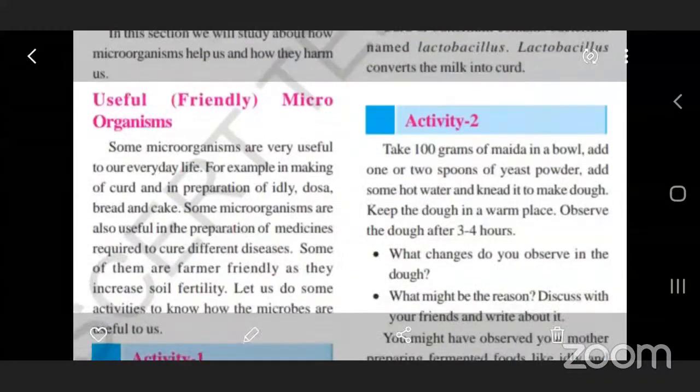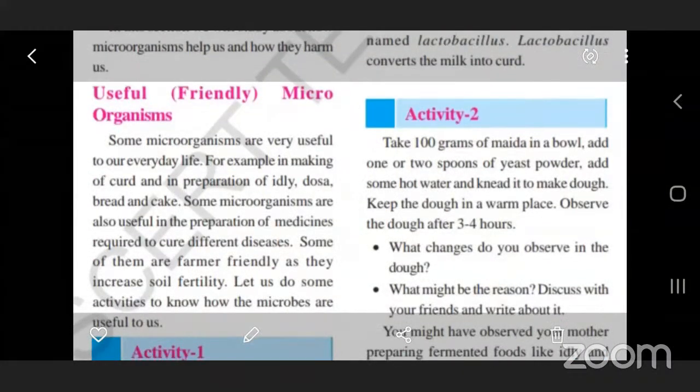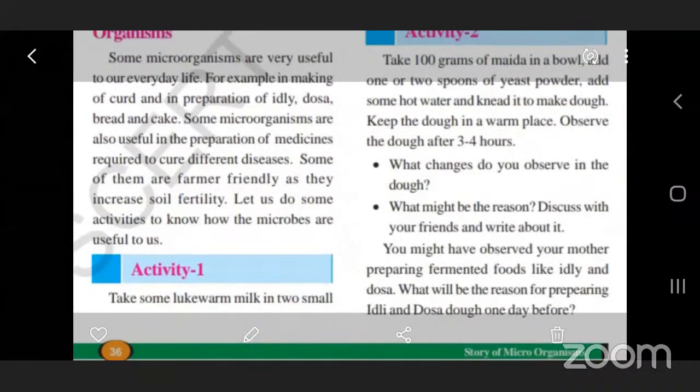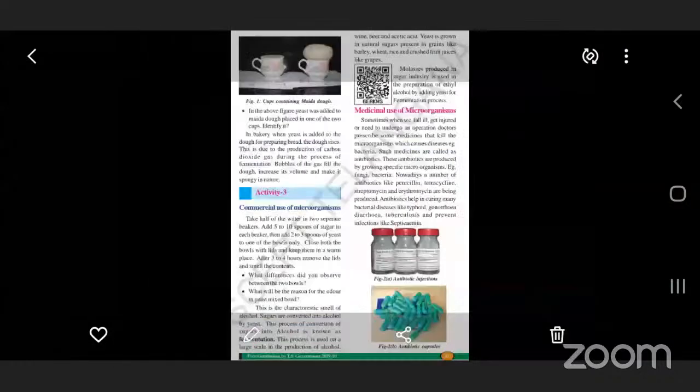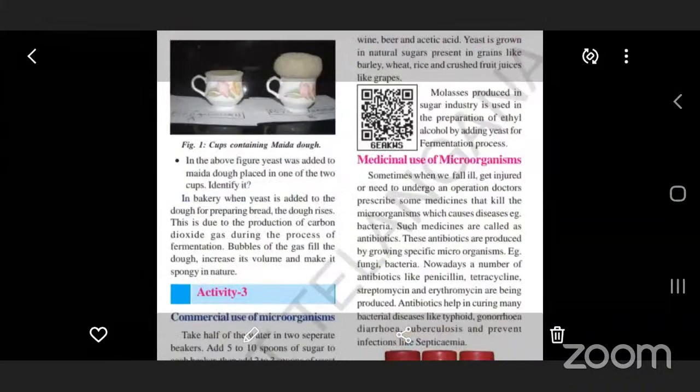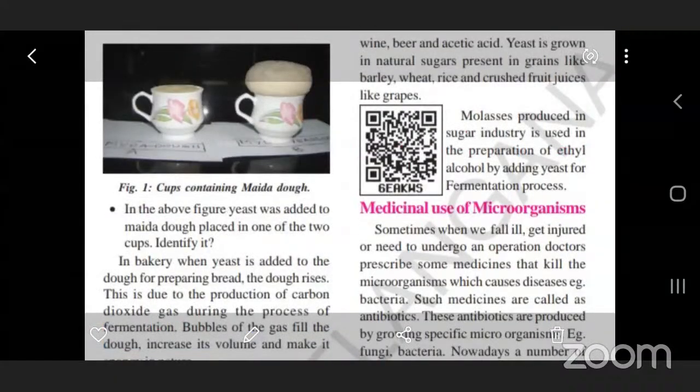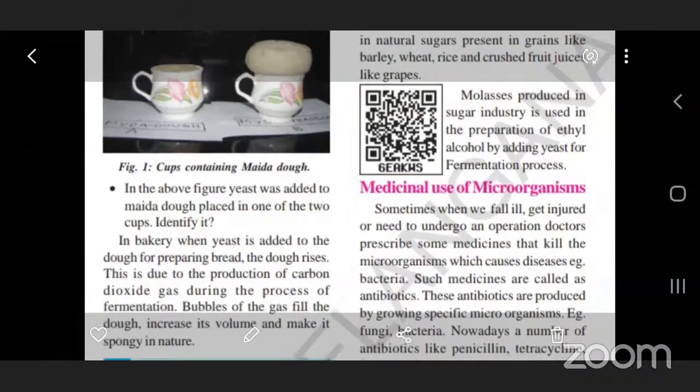And next, see here, activity 2. Like the maida dough we have done, which comes under anaerobic respiration, like fermentation. Okay, there is one new word, knead. Dough work. And see here, we can observe maida dough A and maida dough B. So here are the changes between them.